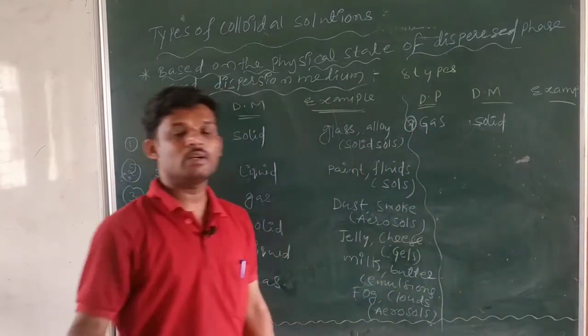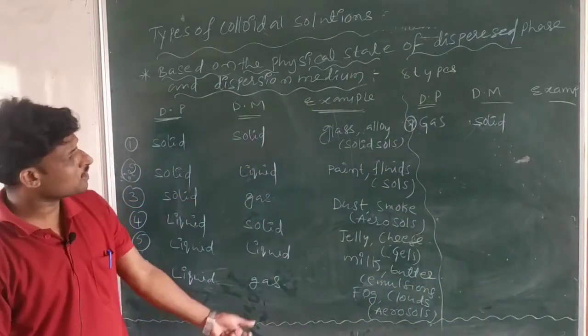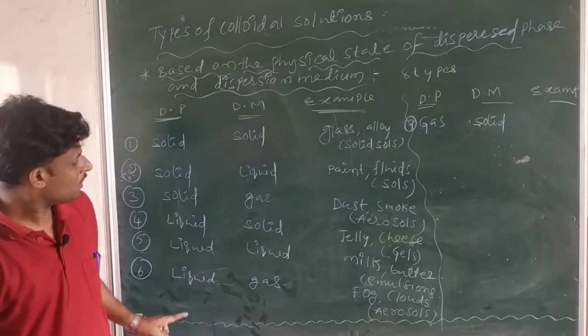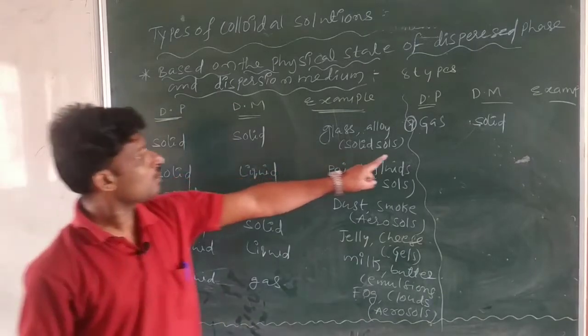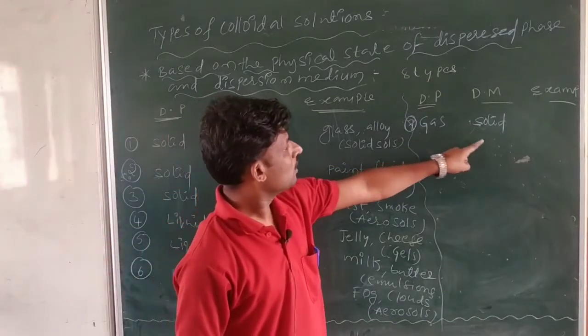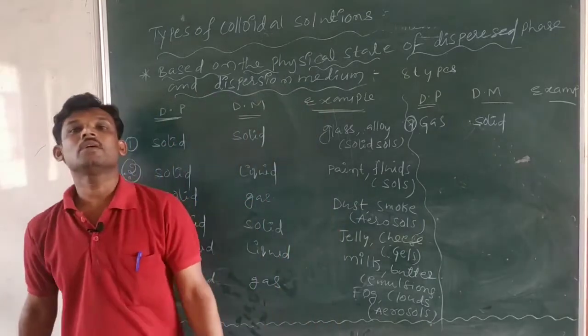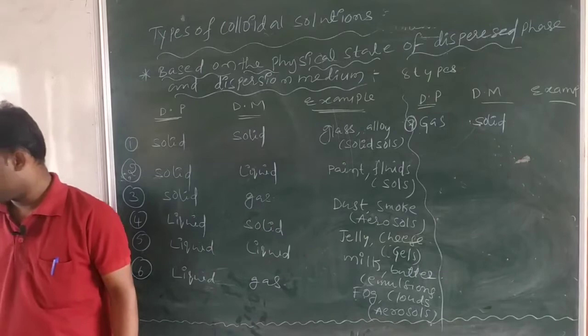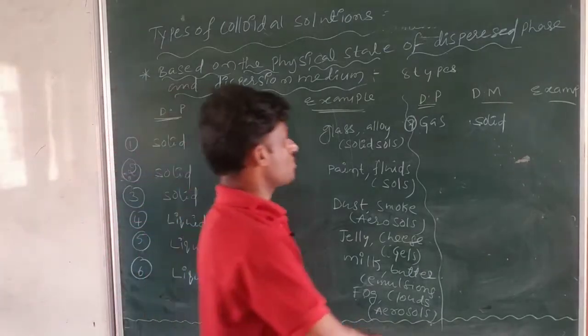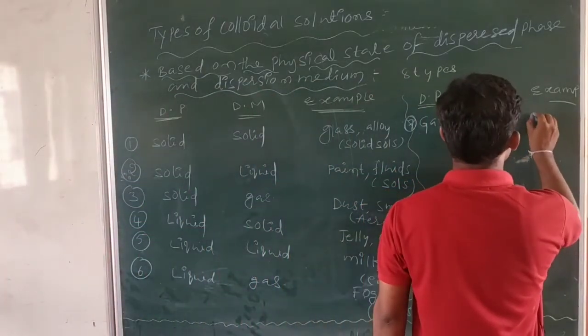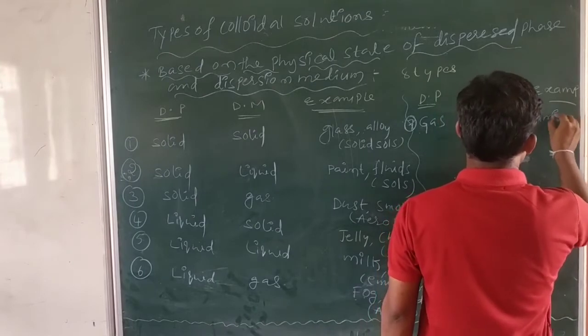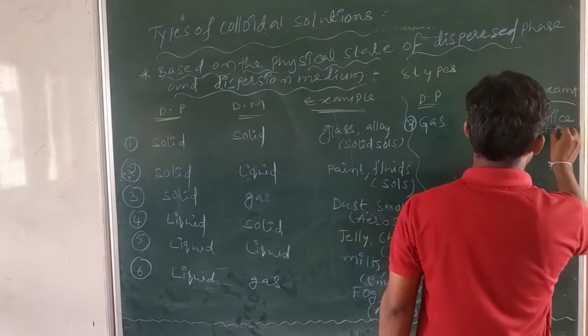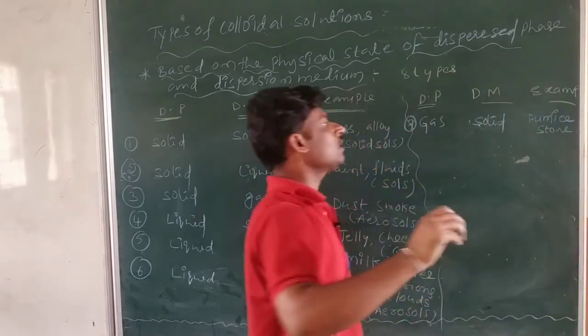In gas, solid, how is it formed, sir? Yes, it is possible. Here gas is the dispersed phase and solid is the dispersion medium. Means, in a solid, gas molecules are distributed. Example, pumice stone. In this case, I am taking pumice stone as one example. So what category is this, sir?